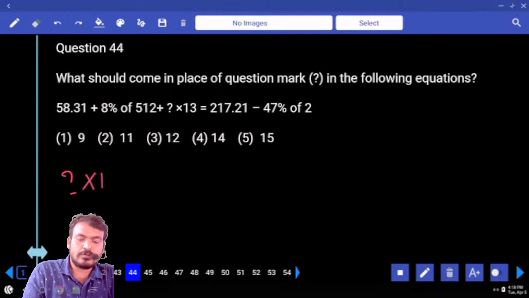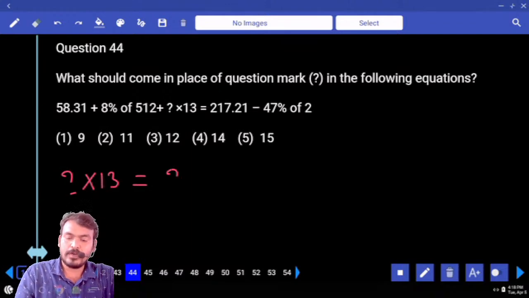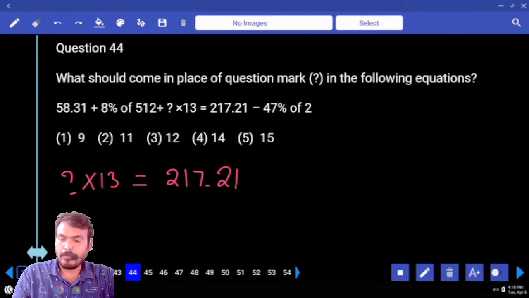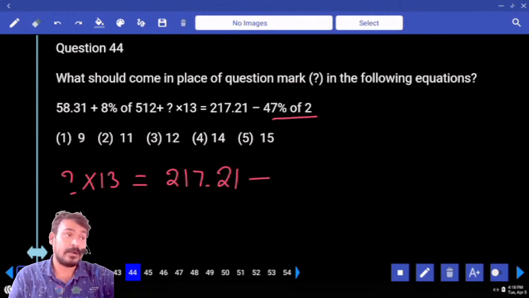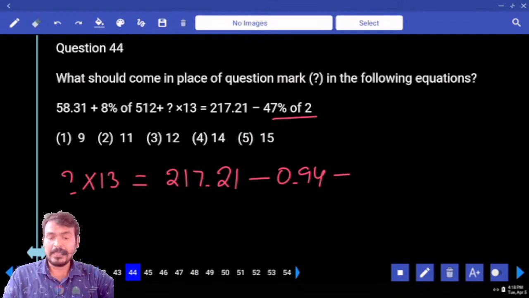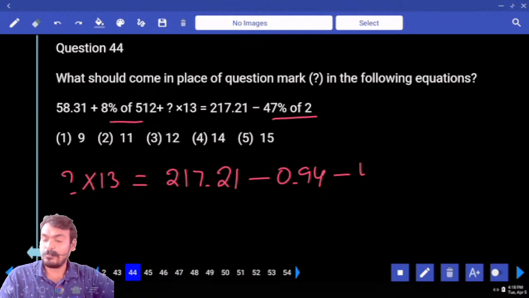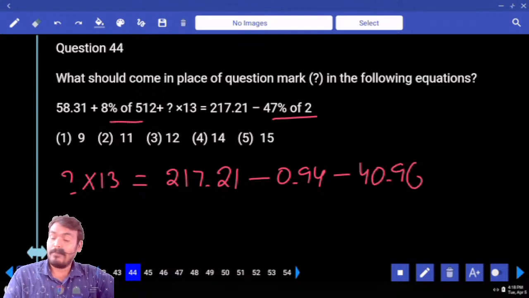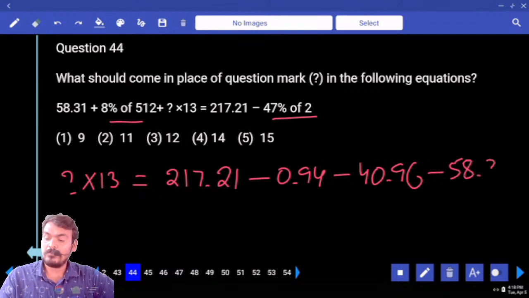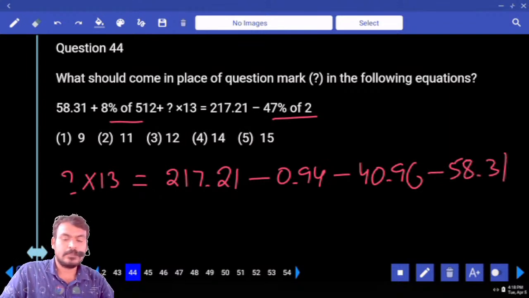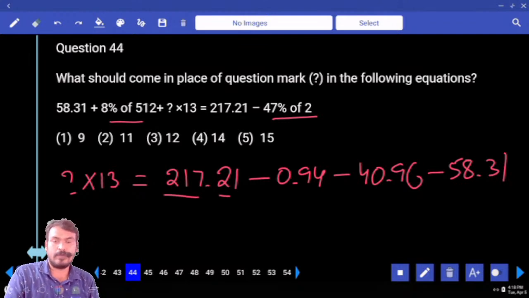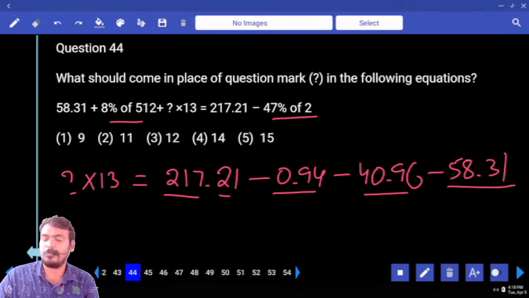Actually we required question mark into 13, or not? It is equal to 217.21 minus 47% of 2, nothing but 94 by 100, or not? Means 0.94 minus 8 5s are how much? 40.96 minus 58.31, or not? 58.31. 217.21 minus 0.94 minus 40.96 minus 58.31.